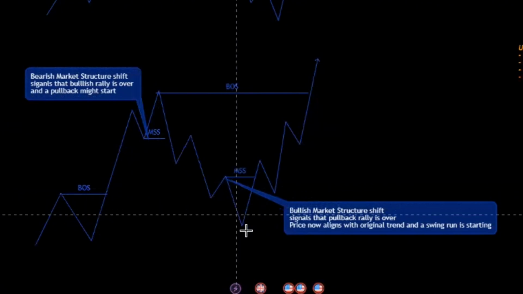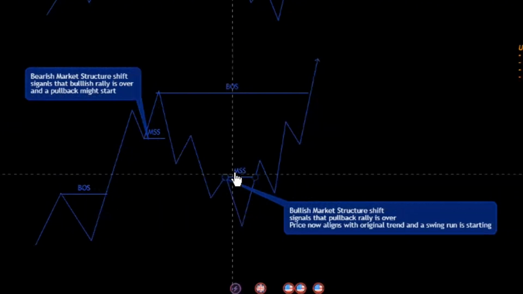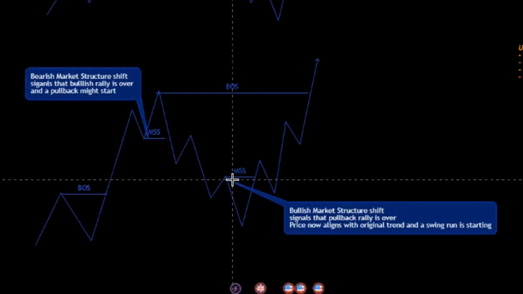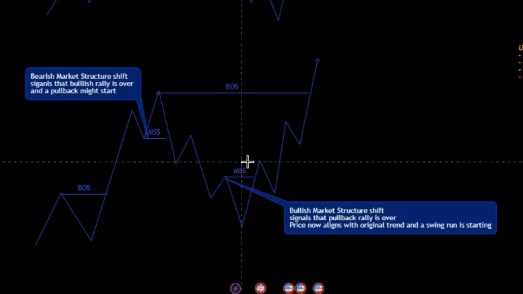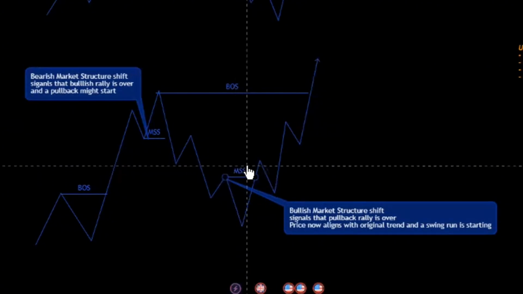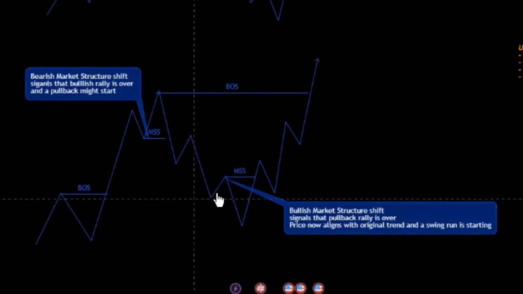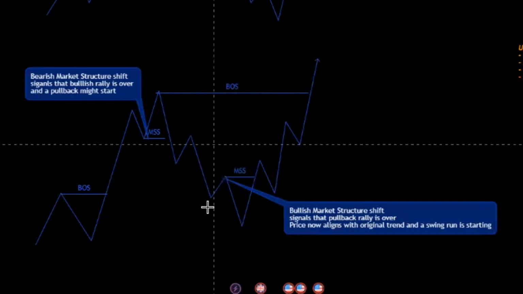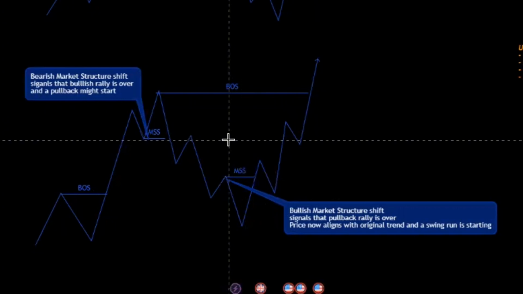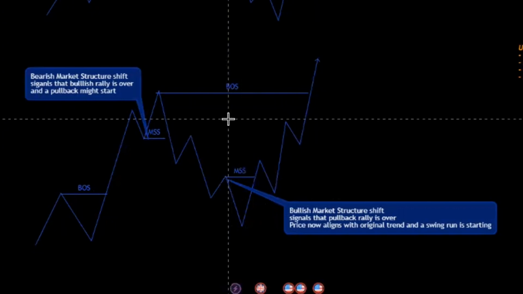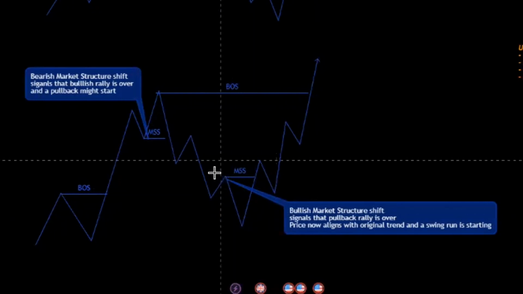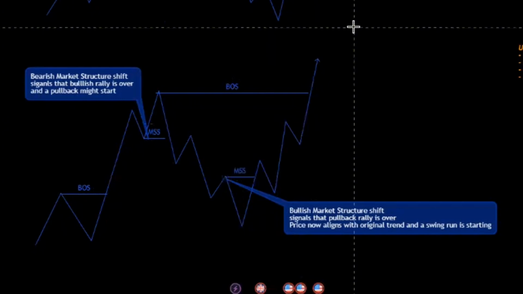And then you're going to have another market structure shift that will signify to you that the trend is about to continue. This second internal market structure shift that you will have is the point where you're going to be looking to trade and join the trend. I've told you guys that the best way to trade is continuing in the trend direction. So it's at this second internal market structure shift that you're going to be looking to join the trend to continue going up.